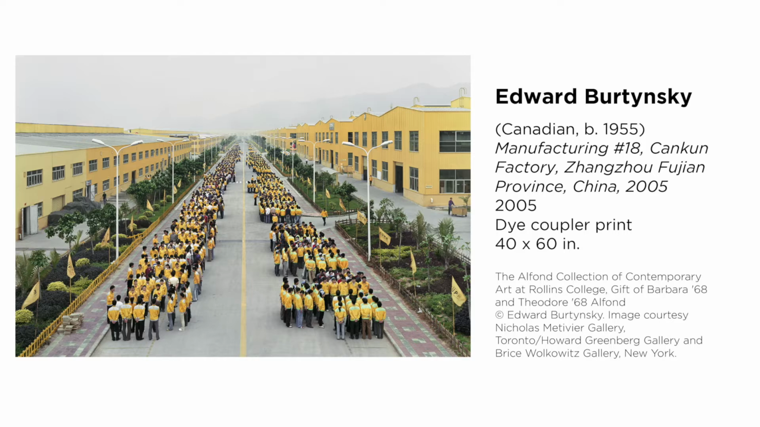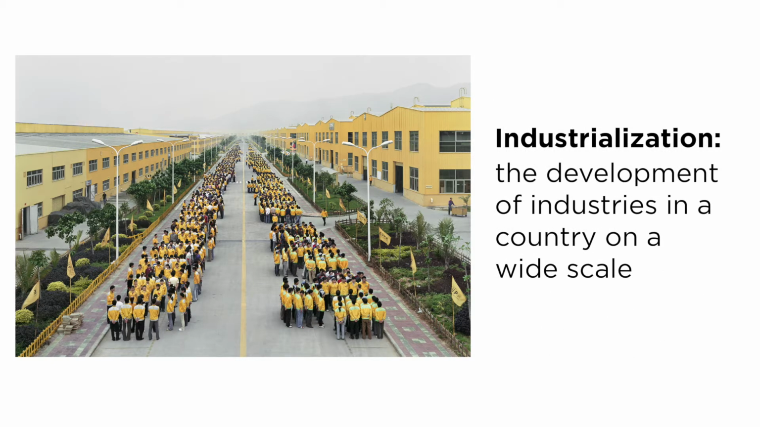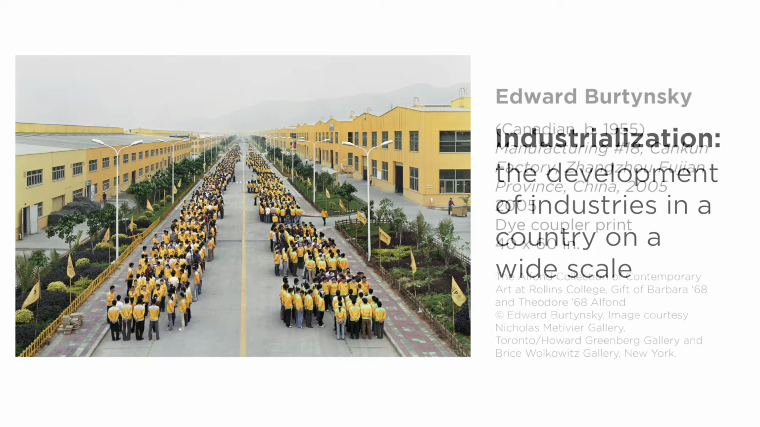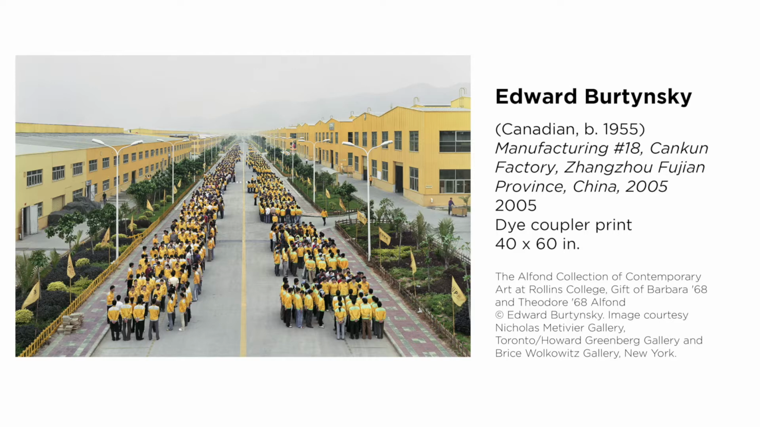Edward Burtynsky is an American artist who uses photography to discuss industrialization and the environment. Industrialization is what happens when the way a country makes its money changes from one form of business to another. China started as a country focused on farming and then experienced very fast industrialization to big businesses that use factories to make products. This photograph, titled Manufacturing Number 18, Canton Factory, Jiangzhou, Fujian Province, China, 2005, is part of a larger series of photographs Burtynsky has taken.